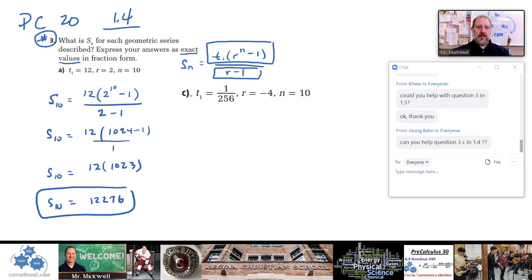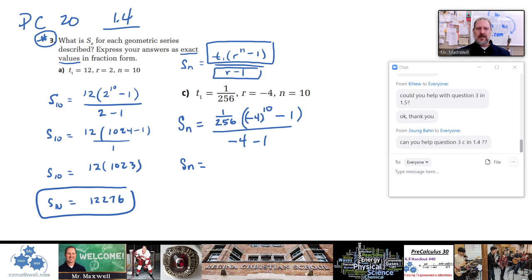So for C, it looks like this. So the sum of the first n terms, whatever that's going to be, comprises of T1, which is 1 over 256. So we have a fraction inside a fraction. So that's where we're going to have to do our tricky math here, but no big deal. So R is -4. So let's make sure we put that in brackets because we need to make sure that negative is included there, to the power of 10. All right, and then that's going to be -1 there, over R, which is -4 minus 1. Okay, so yeah, so we're going to have to do some simplifying here.